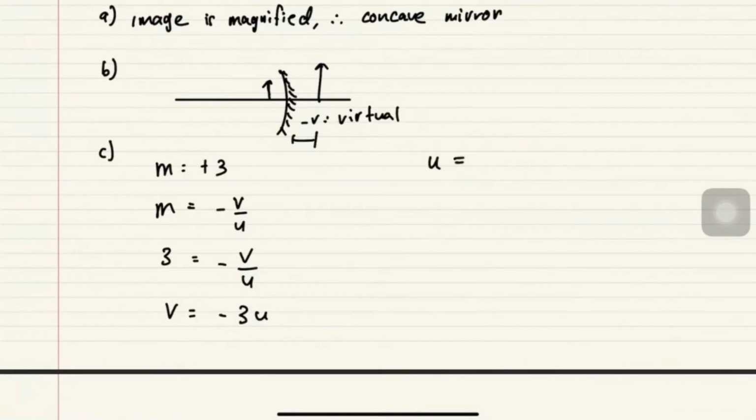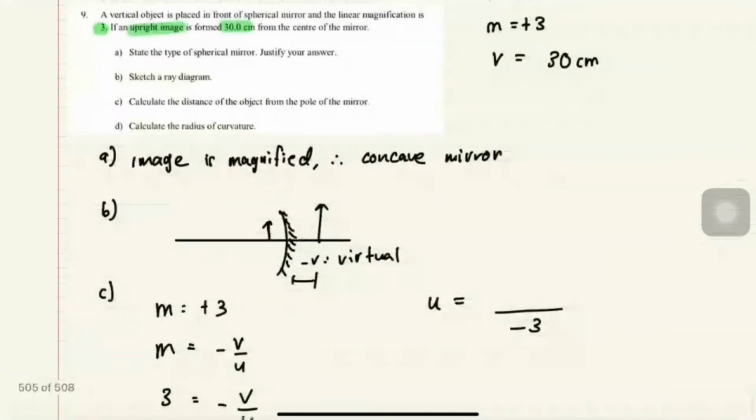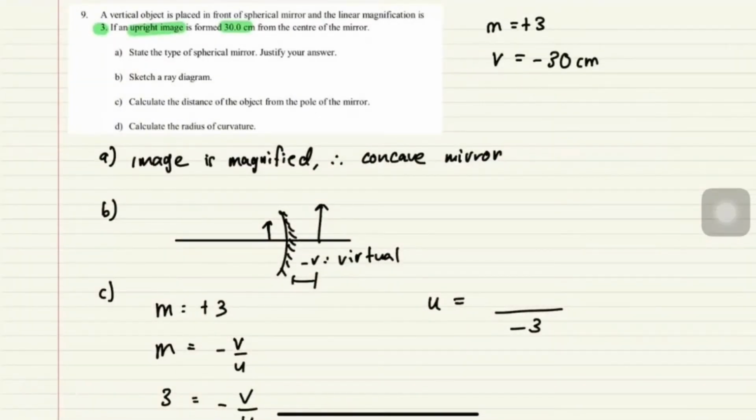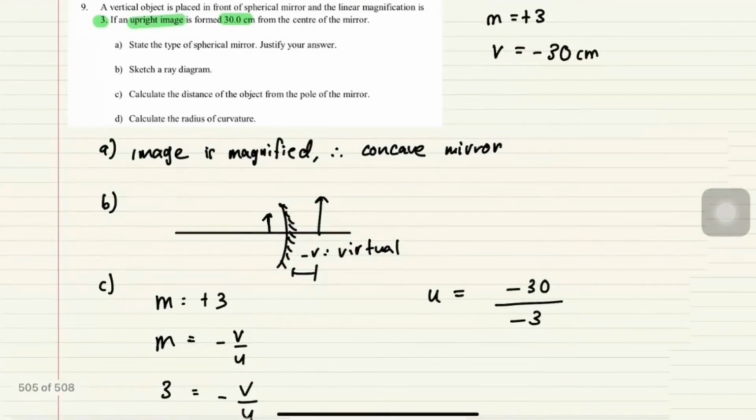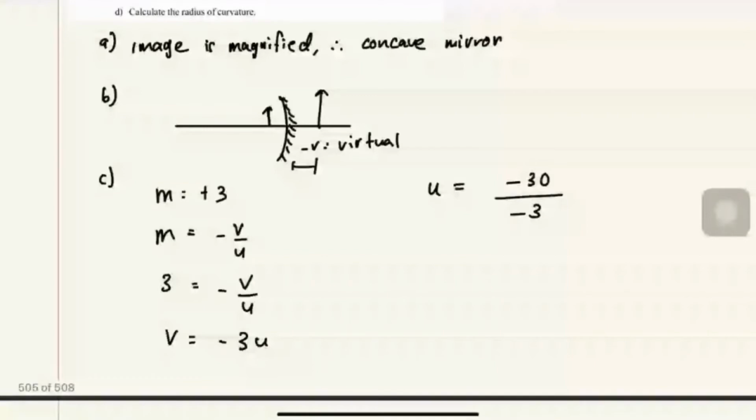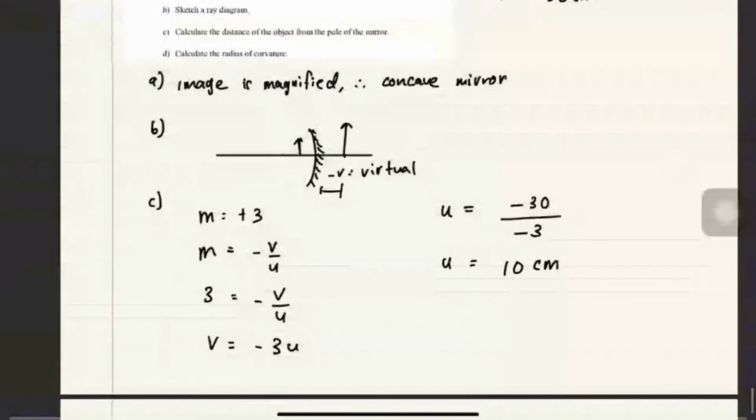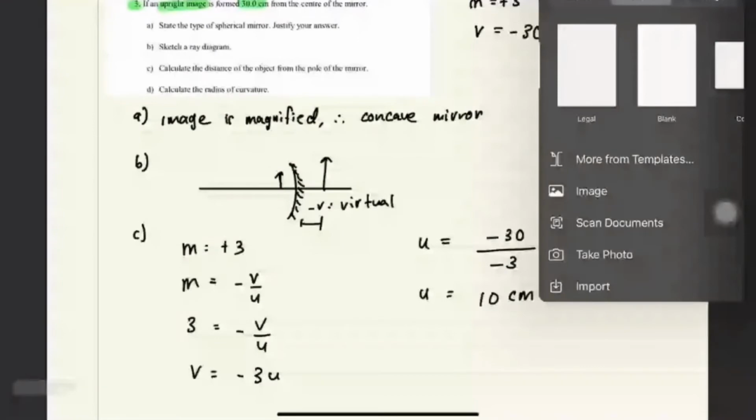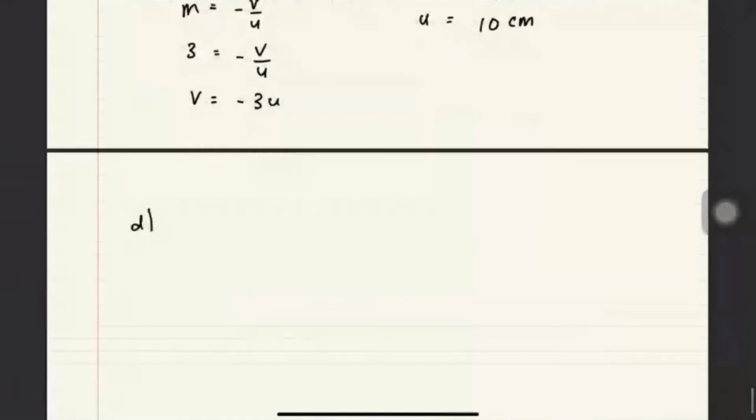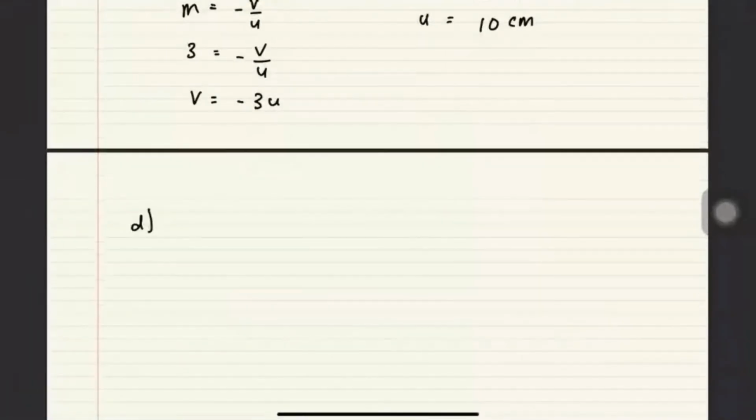So, U dia sama dengan V over negatif 3. V dia adalah negatif 30. Sebab apa negatif? Sebab dia produce virtual. Okay, understand tak? Okay, the next question baru dia cari kamu punya radius. So to find radius, you basically have to find punya focal length dulu. Dah dapat focal length, kamu darab dua dapat radius lah. So you have 1 over F equals to 1 over U tambah 1 over V. U tadi sama dengan 10.